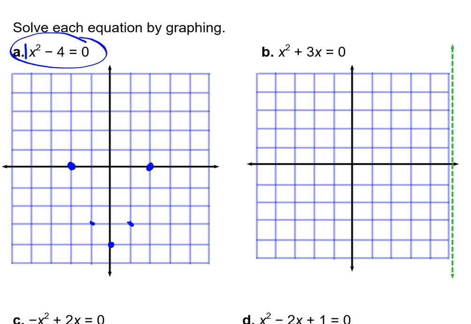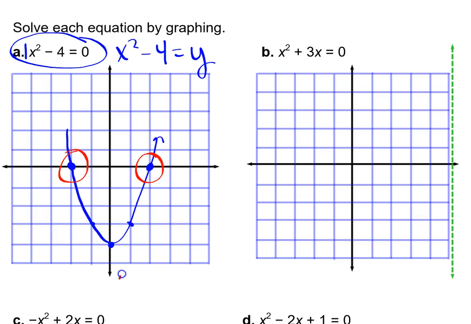Now remember, when I'm graphing, I'm really graphing x squared minus 4 is equal to y, not is equal to 0. But when I'm looking for my solution, the only piece I'm looking for is right here where y equals 0. So for this equation, x is equal to negative 2 and positive 2.